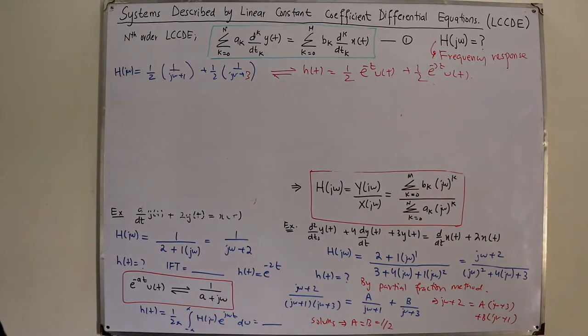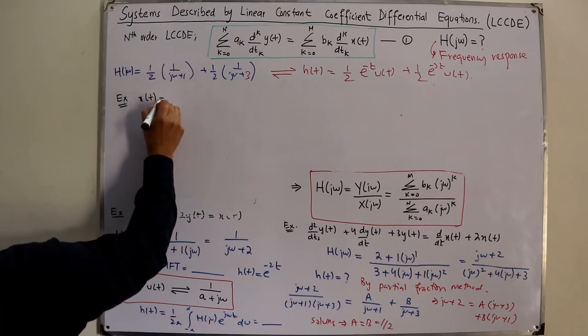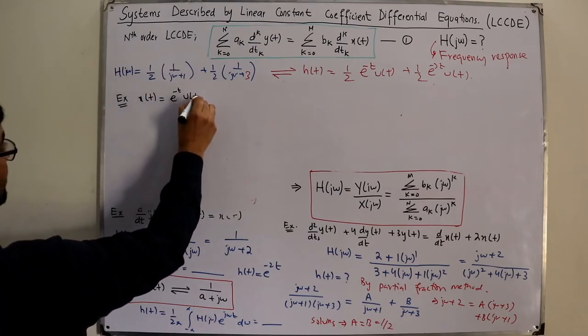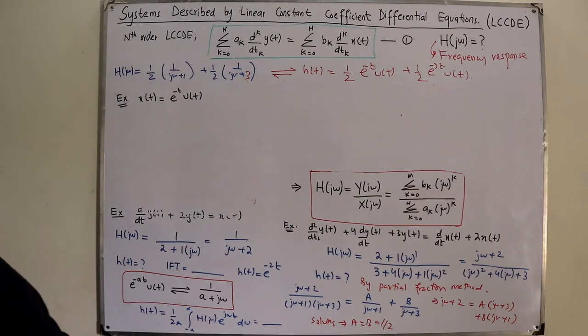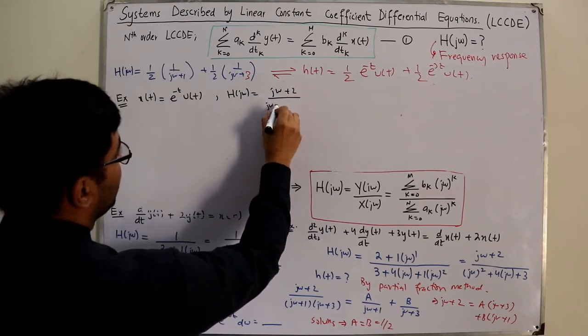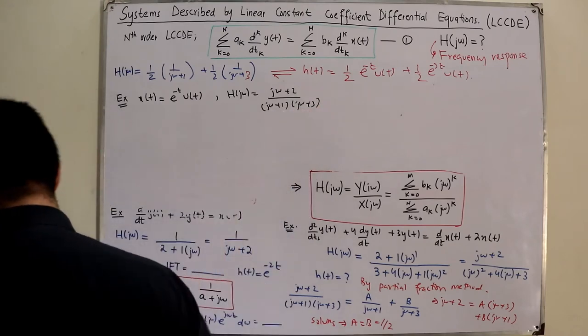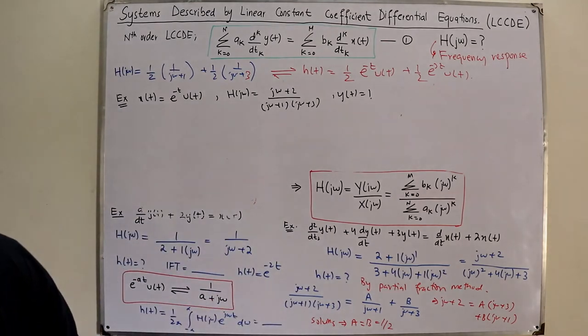Let's say I have one other example, and that is again from the book, okay? Not from my side. So what is the example? In this example, x of t is given, that is exponential of negative t u of t, and h of j omega is given, which is this particular thing again, j omega plus 2 divided by j omega plus 1 into j omega plus 3, and y of t is unknown. You can do it yourself, right?